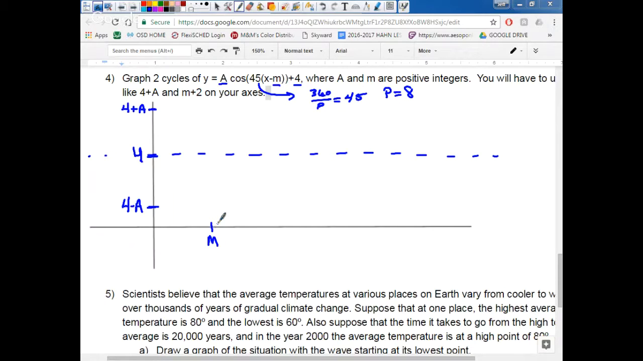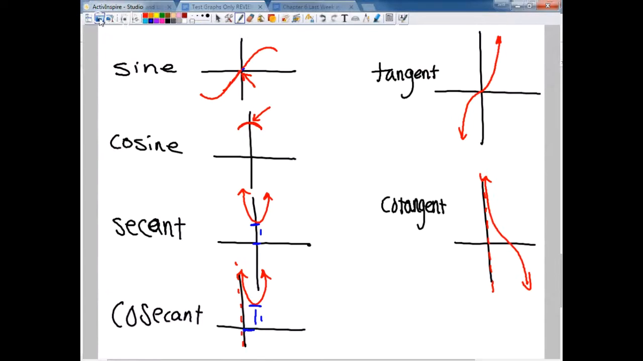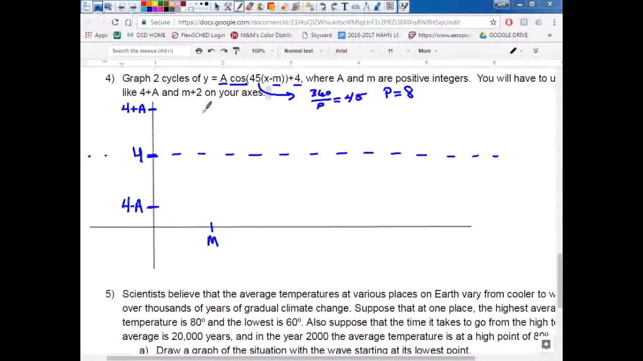When will we have another? Well, let's talk about this. So now we have cosine. The native position of cosine is a peak, so that has been shifted over to M. I'm going to be at a peak over there above M. So I'm going to be up here, at a peak here.